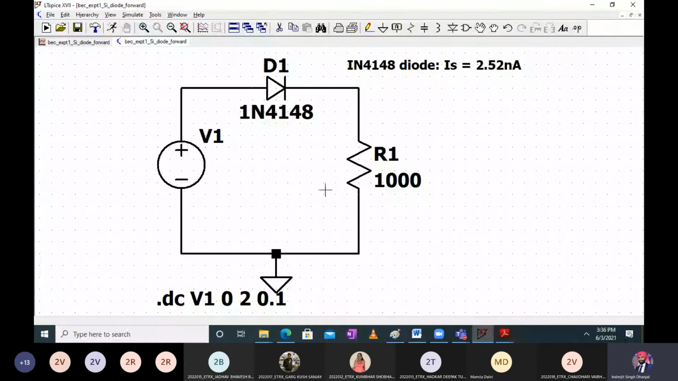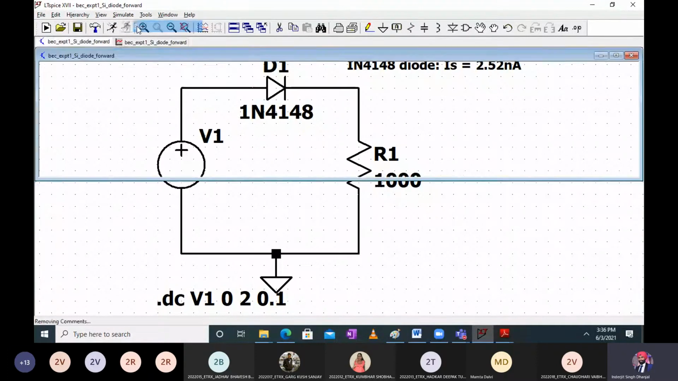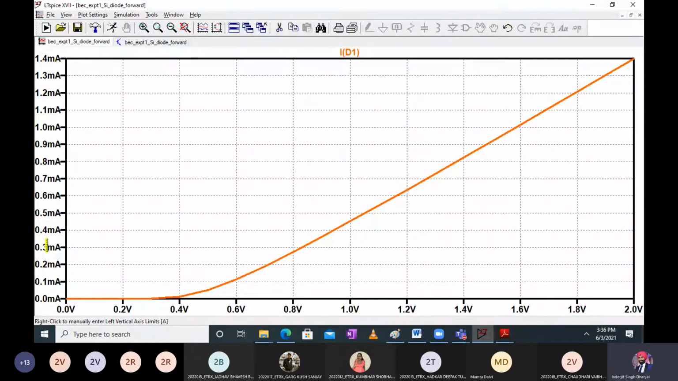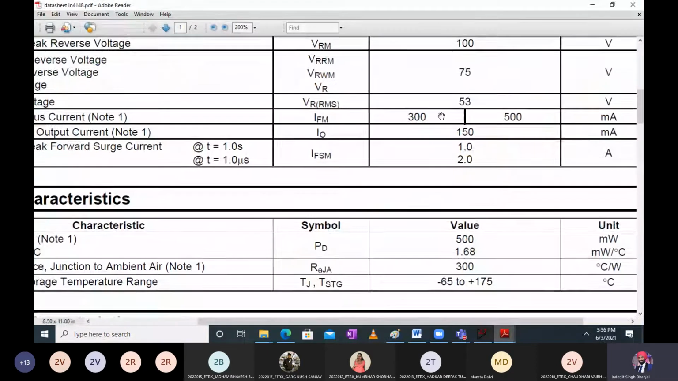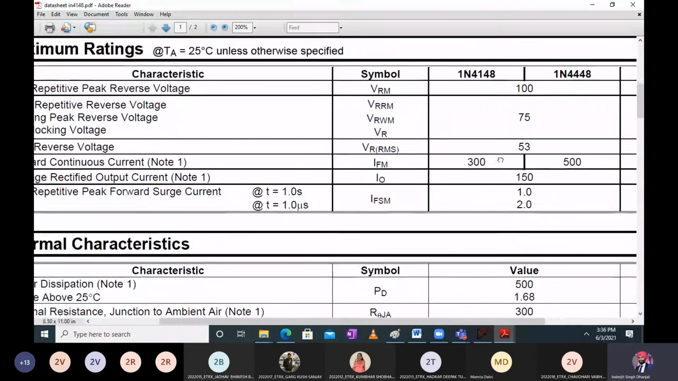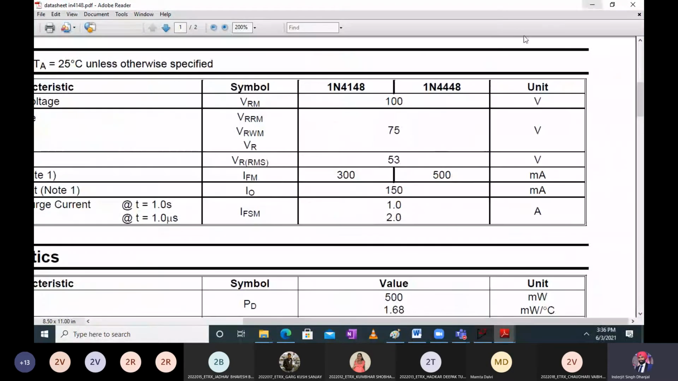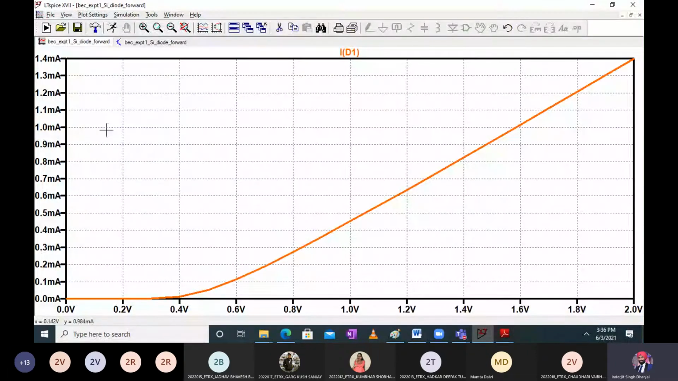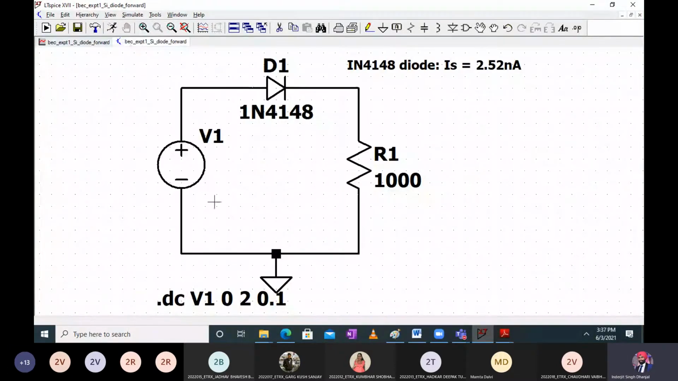Okay, so now what will happen? Now I have added a resistor. Again click on run. Now see, on the y-axis, the current axis, is this current well within the range? Yes or no? See, here the current requirement should not exceed 300 milliamperes, correct? Forward continuous current, and here it is well within limit. Earlier, without the resistor, it was going in amperes, but right now it is well within the limit.